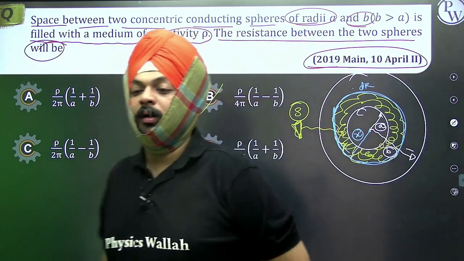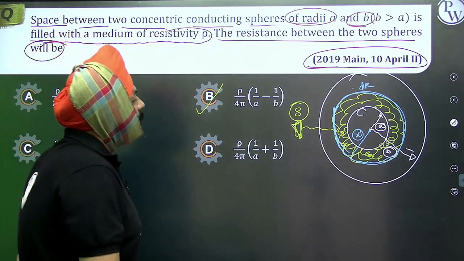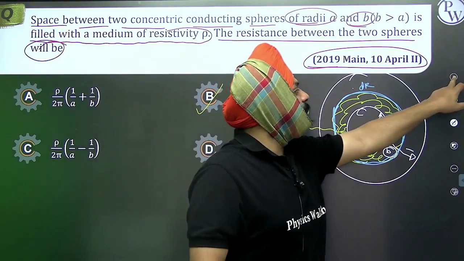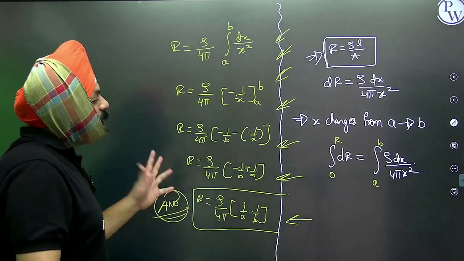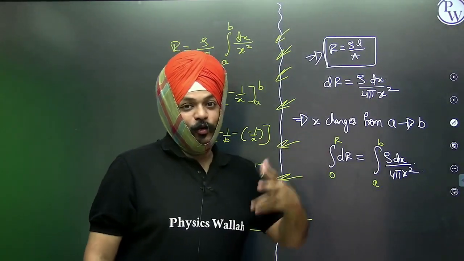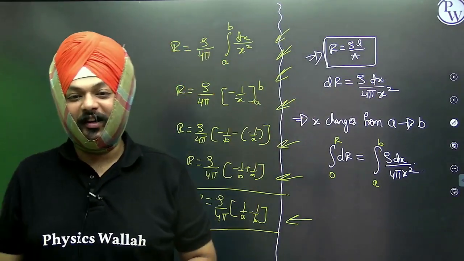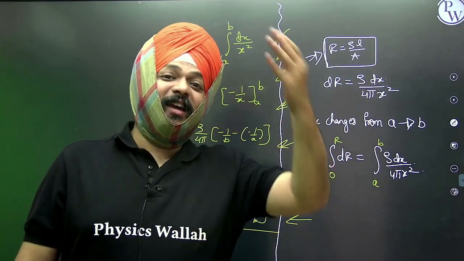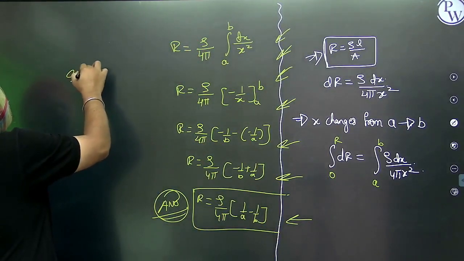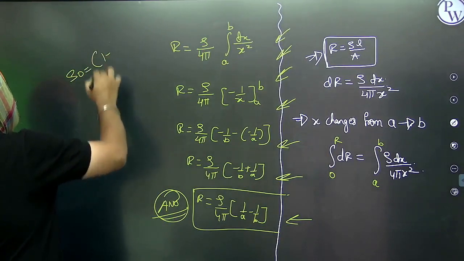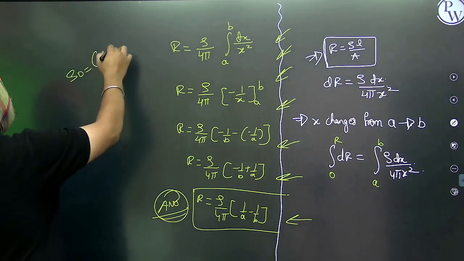Is it cool? Now, suppose I am deviating the question, now you are going to get stuck in it. Same question, but if I deviate, a new thing is going to come up. Suppose in this, the density of the material was given as constant. Let's say the density of the material is changing, rho zero, changing with r.